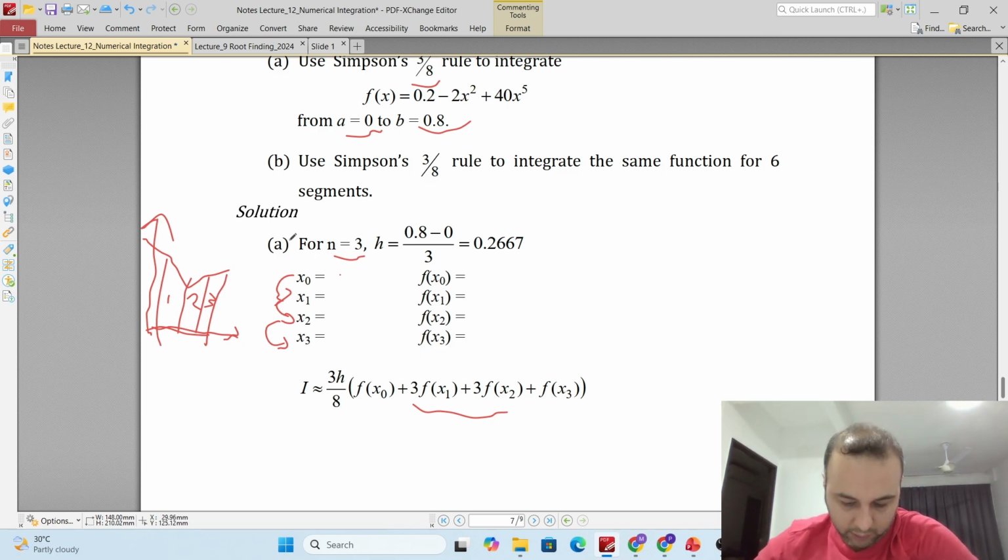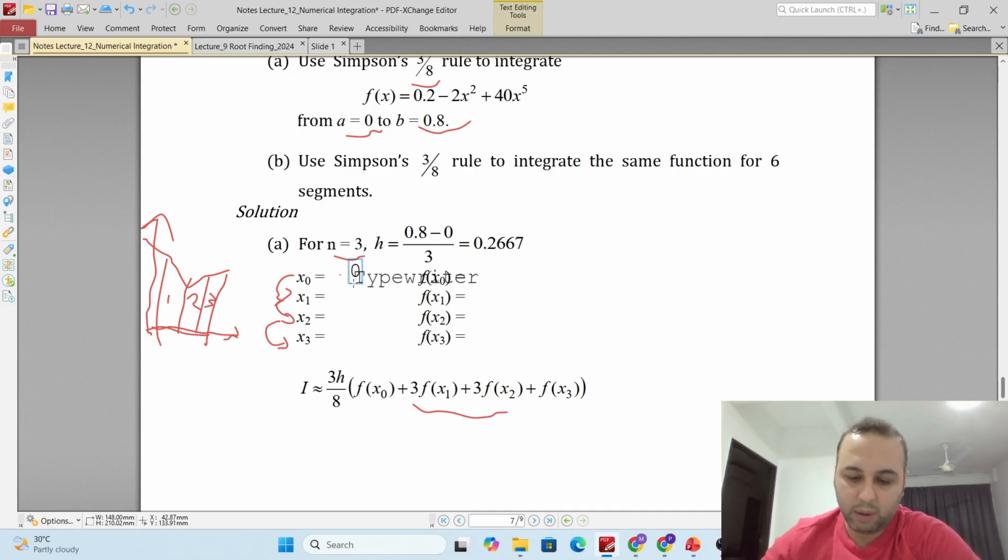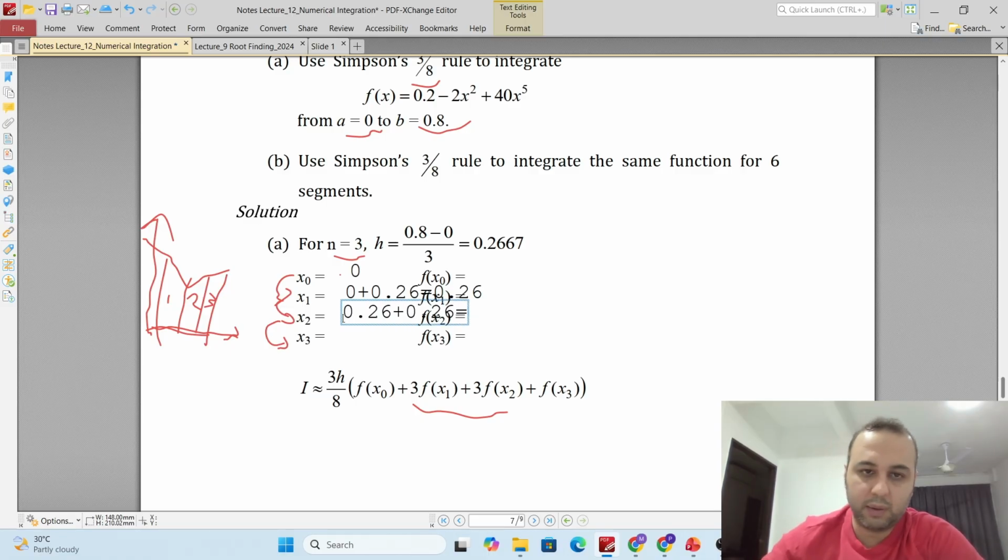The first one will be 0. The other one will be 0.0 plus 0.26 equal to 0.26, right? So this will be 0.26 plus 0.26 will be 0.53, and the last one is 0.8.